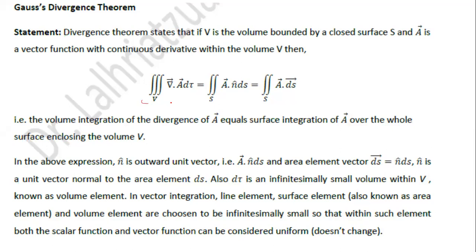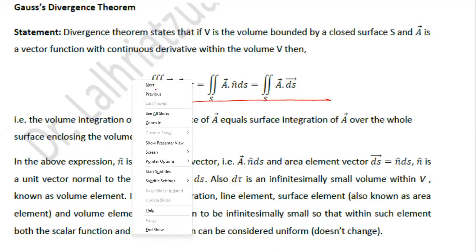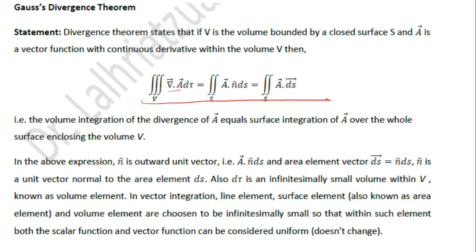So it says here that the left hand side, as you know, is a divergence, and there is a volume integration. So the volume integration of the divergence of a vector field is equal to, that's what it is, right? On the right side, what we have is the surface integration of the vector field. So in a mathematical statement, it says that the volume integration of divergence of A equals the surface integration of A over the whole surface enclosing the volume. So that's what the Gauss divergence theorem says, and we'll talk about it.